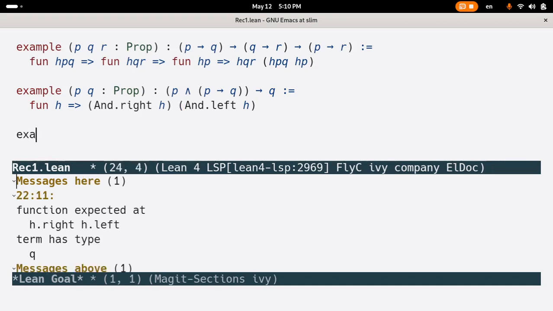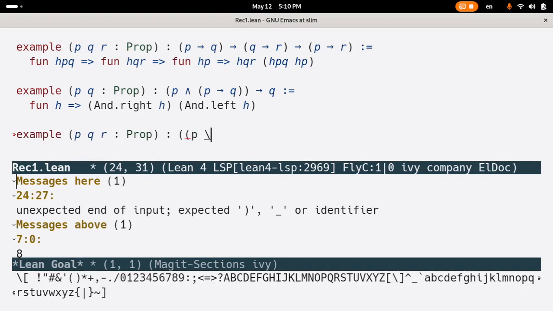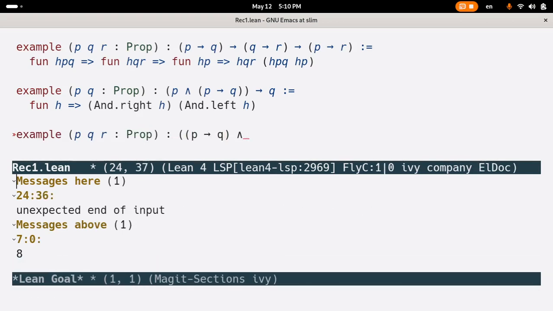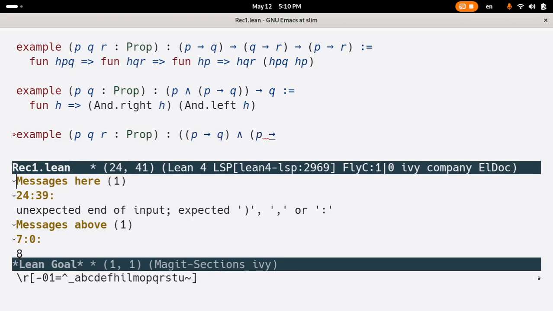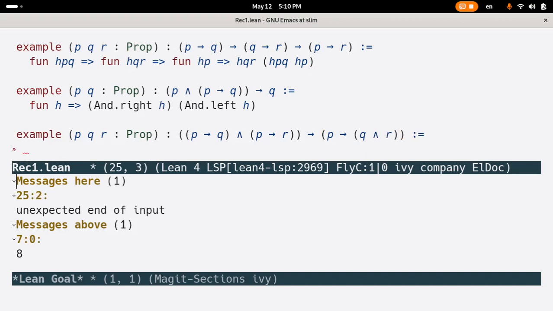Let us try one more example. So let's say you have P, Q, R, which are all propositions, and you want to prove (P implies Q) and (P implies R) implies (P implies Q and R). You should take a moment to see that this is true, and it's again an implication. So how do we prove this?